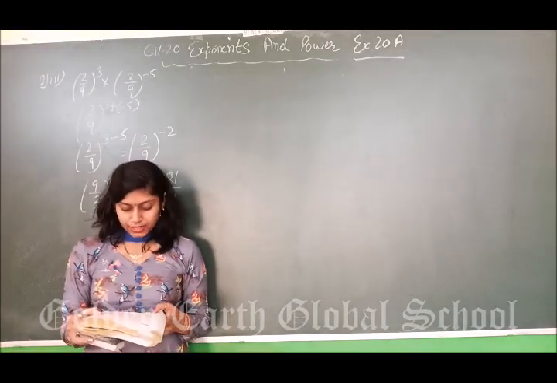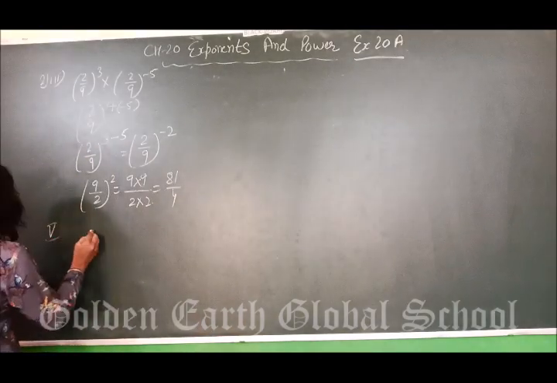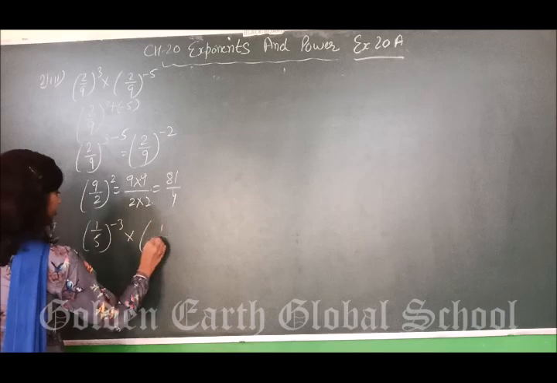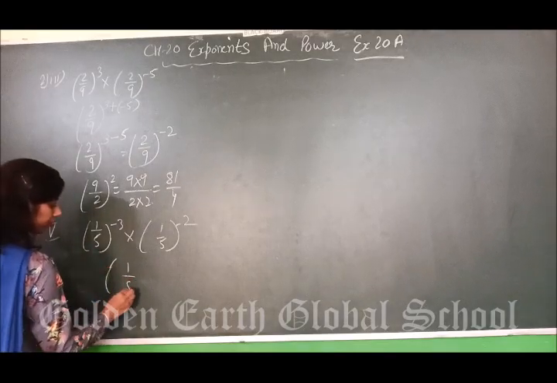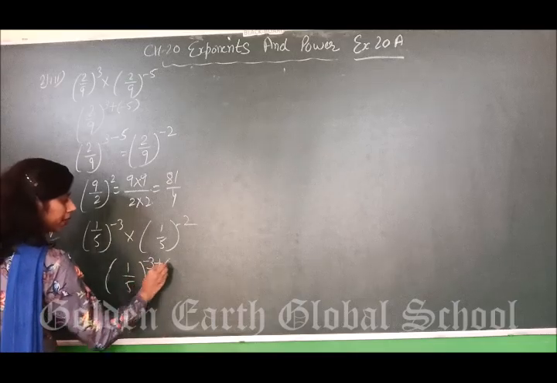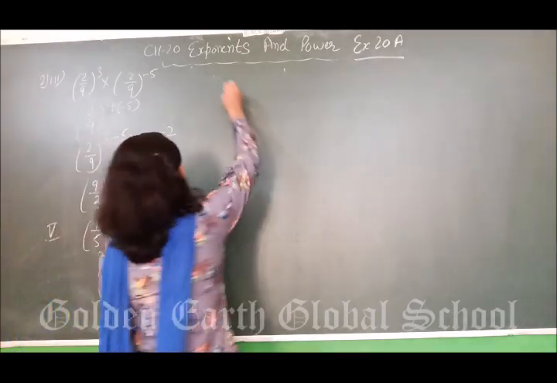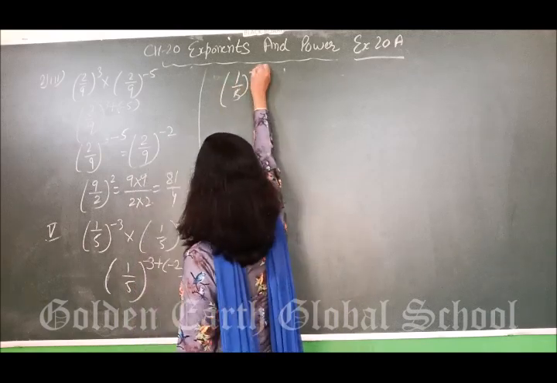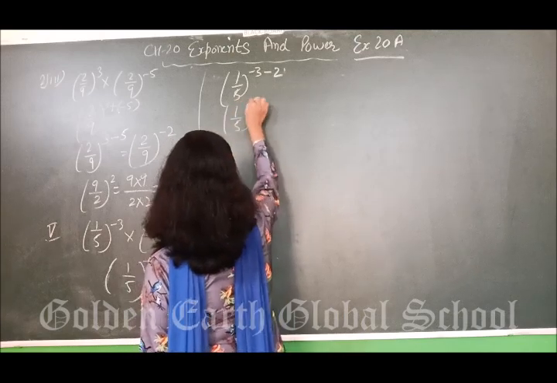Next, the fourth part is again the same. Fifth part, (1/5)^-3 into (1/5)^-2. Again the bases are the same, so the powers will get added. So we will write (1/5) raised to power -3 plus (-2). Again we will put a bracket here. So it becomes (1/5) raised to power -3 plus minus, which is minus, so (1/5)^-5.